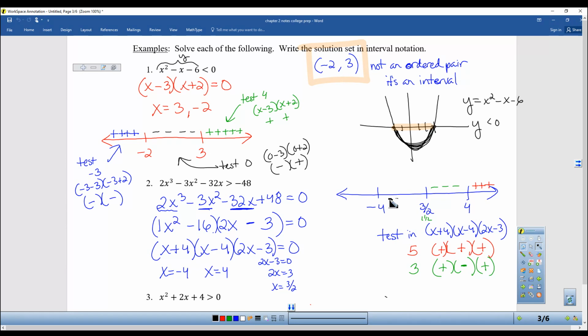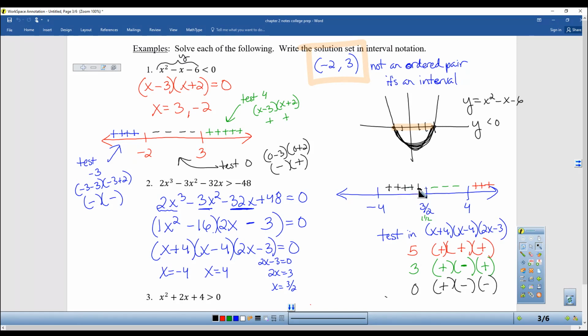So now I'm going to test something in this interval. I'm going to choose 0. Whenever it goes from negative to positive, I always pick the 0. 0 would make 0 plus 4 positive. 0 minus 4 is negative. And 0 times 2 is 0 minus 3 is negative. So this ends up being positive.